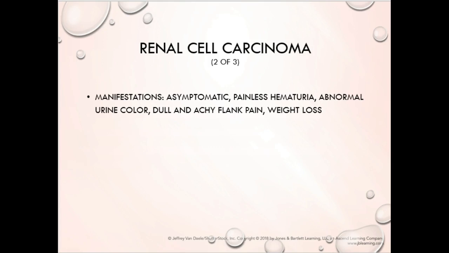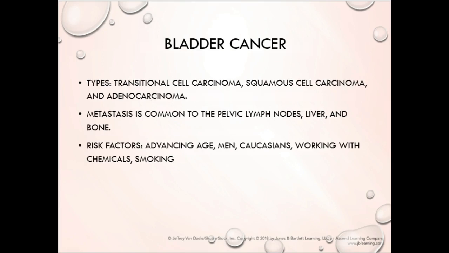So it'll show up as asymptomatic, painless blood in the urine, abnormal urine color, that flank pain once again, and weight loss. Weight loss is always going to be a bad thing. Okay, so that is of the kidney. Now we're going to look at bladder.